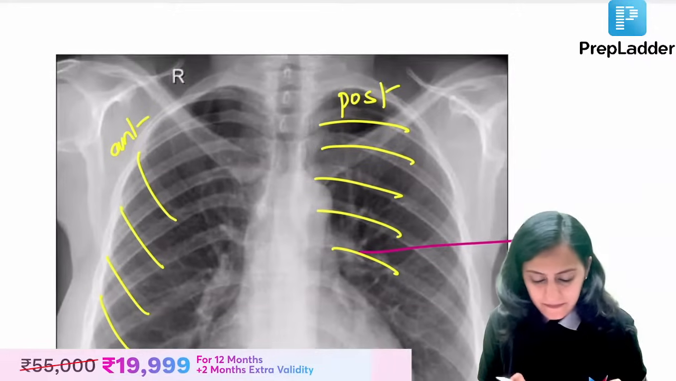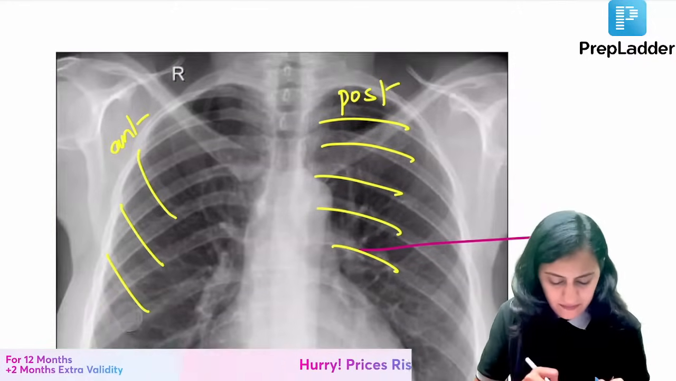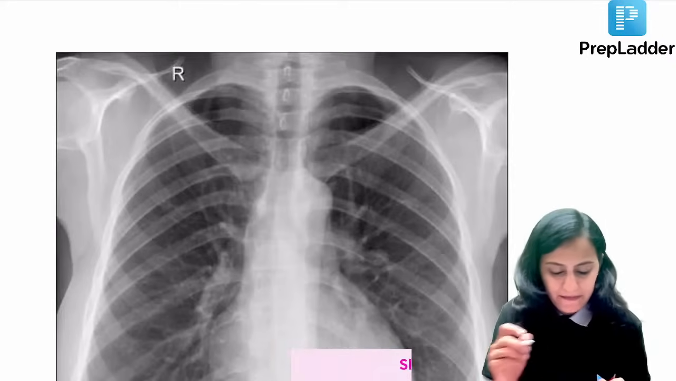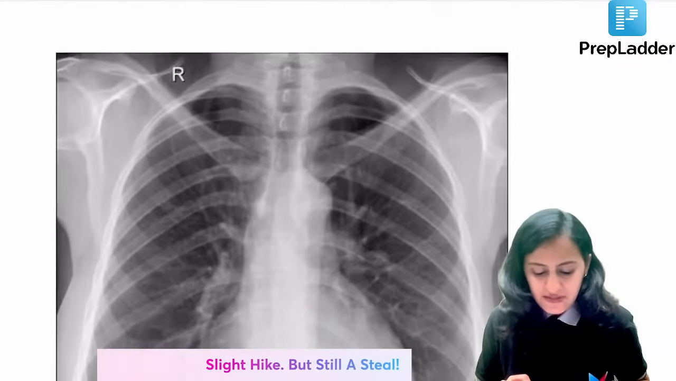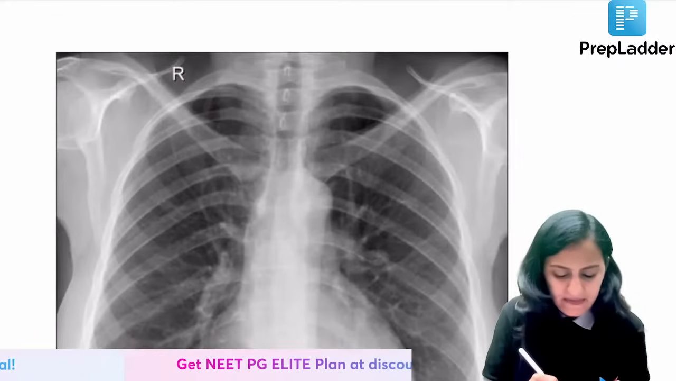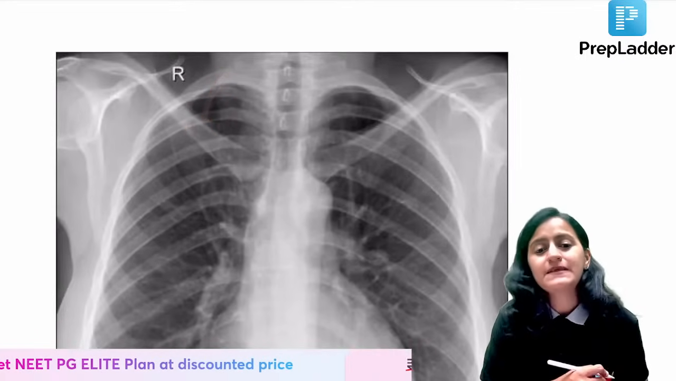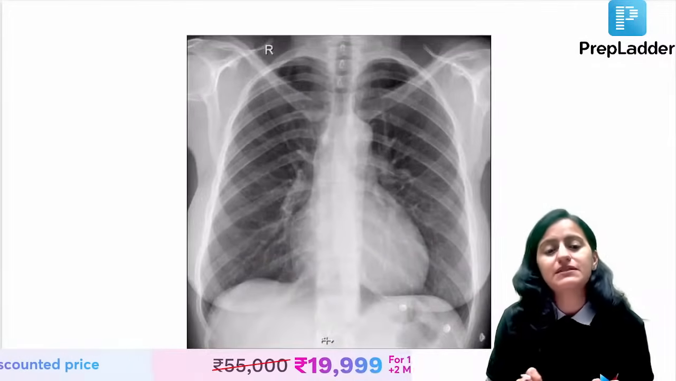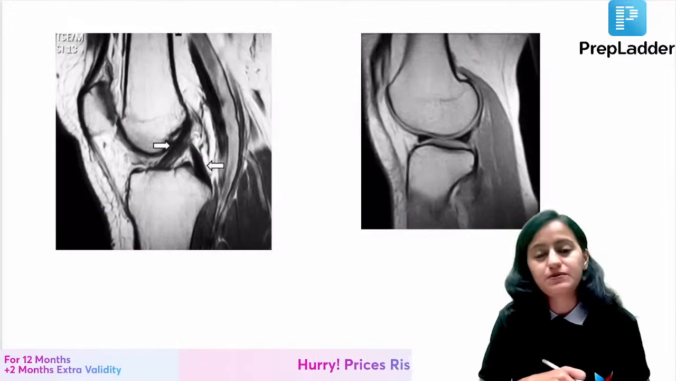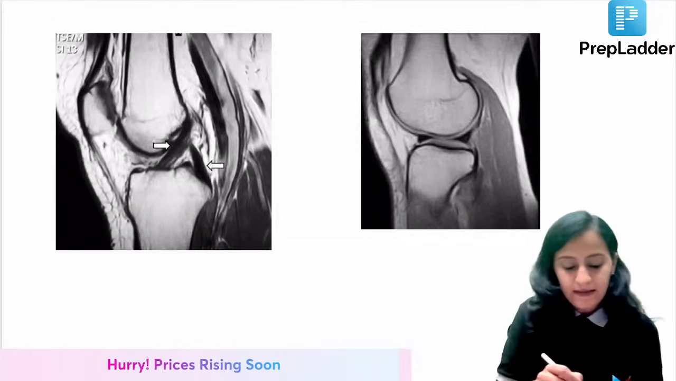Do you see anything in this image here? There is one rib that you are seeing which is very thin, coming from near the first rib. So there is a cervical rib that you are seeing there. Cervical rib can cause thoracic outlet obstruction. Going to next one.